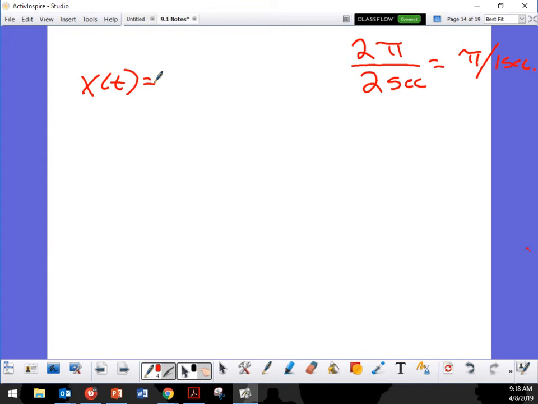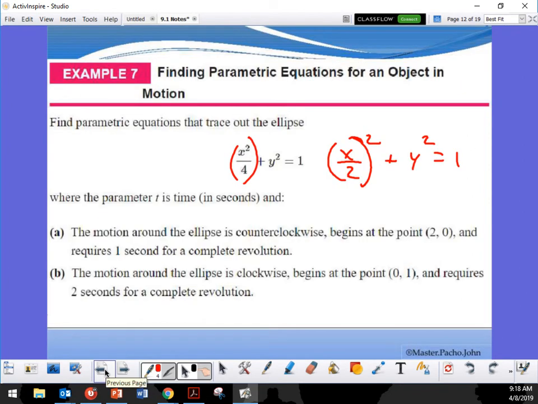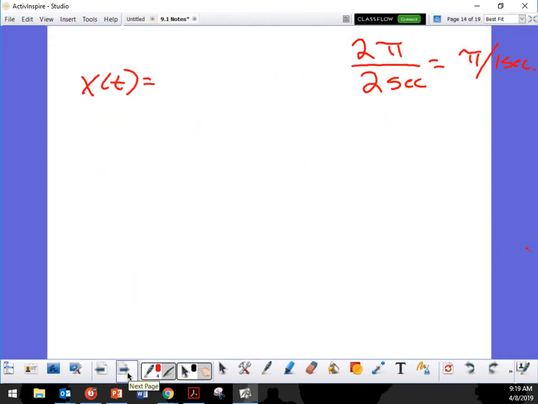All right, let's go back and look at the question. Motion around the ellipse is clockwise, right? So we're going backwards now, going backwards from what we have. And it begins at the point (0, 1), so that means I need to have my sine, right? So now, it requires 2 seconds to complete a revolution. Since I am supposed to start there, I should have the 2 sine.